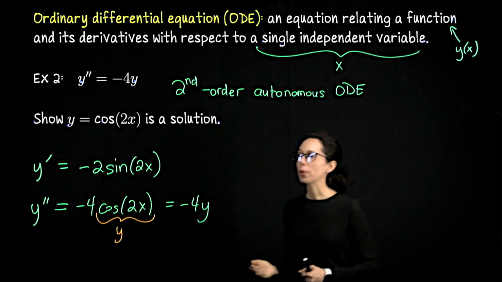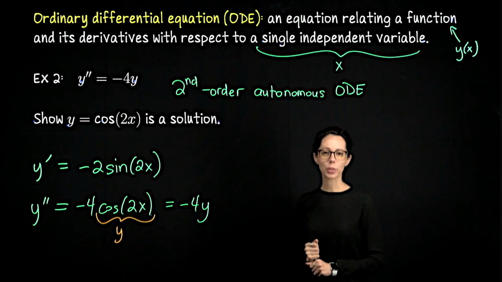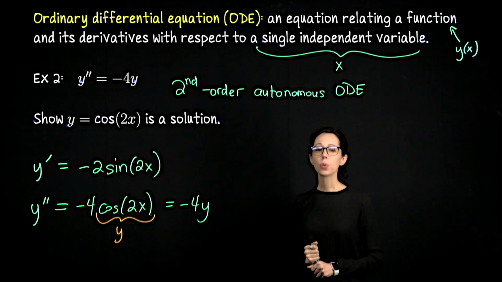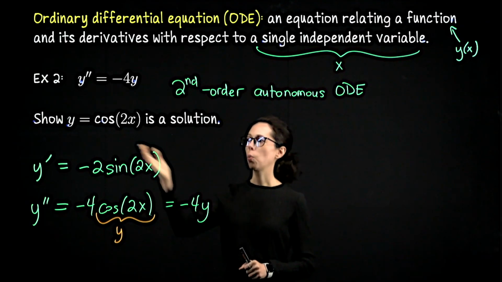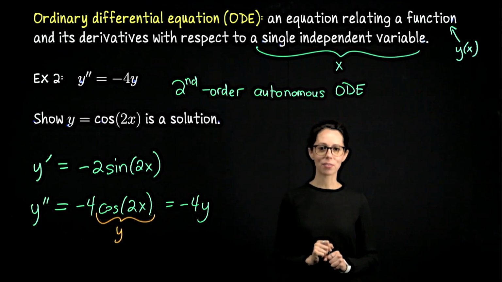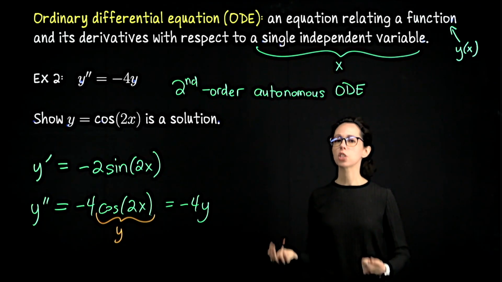You also might have thrown a constant in front of this. After all, we had that constant in our first example, which we were able to generalize. You would have also found a solution to this differential equation. So for example, y equals 5 cosine of 2x also makes this differential equation true. In fact, here's the general solution.